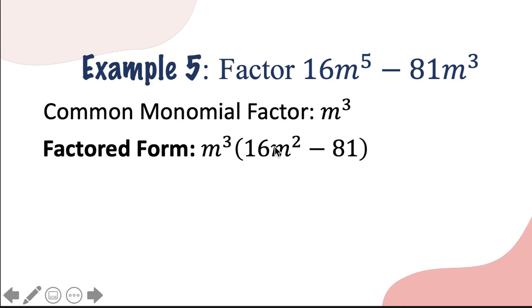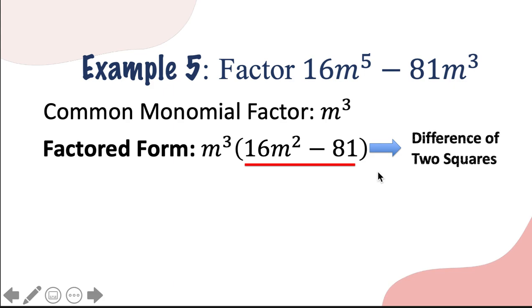So we'll have now 16m raised to 5 divided by m cubed. The answer will be 16m squared. And then 81m cubed divided by m cubed. The answer is just 81. But we're not yet done. As you can see, 16m squared minus 81 is a difference of two squares. So we still need to factor this, okay?